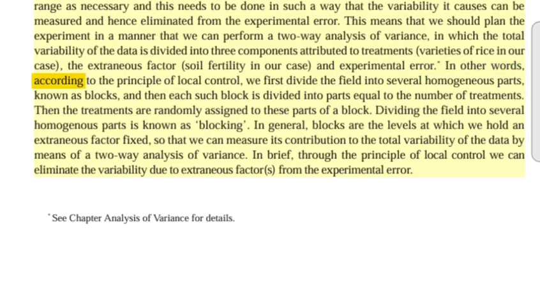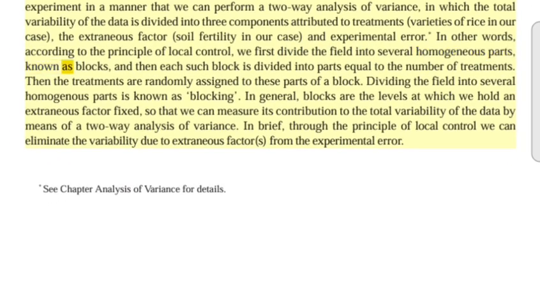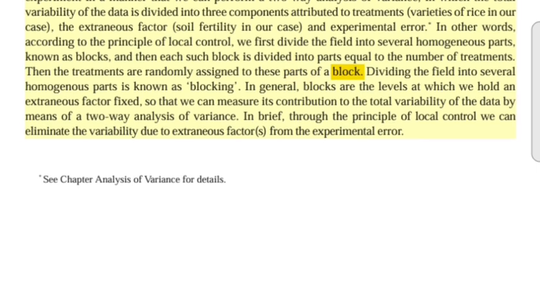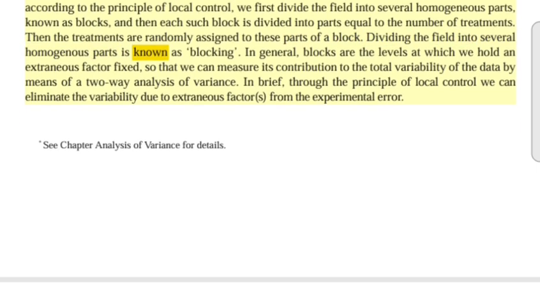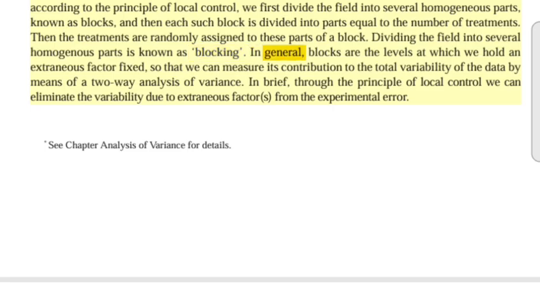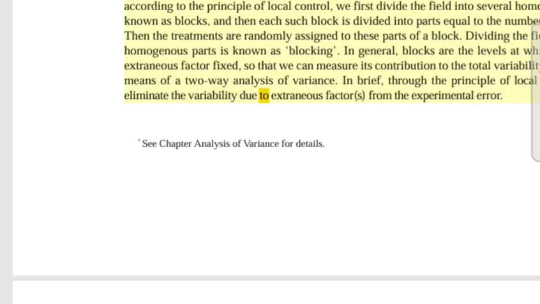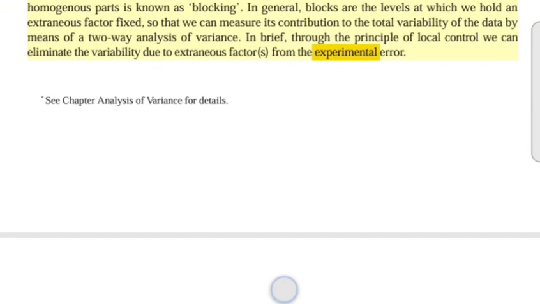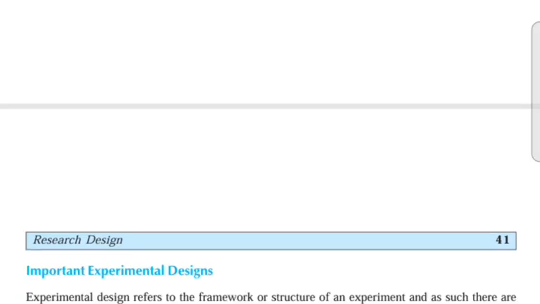In other words, according to the principle of local control, we first divide the field into several homogeneous parts, known as blocks, and then each such block is divided into parts equal to the number of treatments. Then the treatments are randomly assigned to these parts of a block. Dividing the field into several homogeneous parts is known as blocking. In general, blocks are the levels at which we hold an extraneous factor fixed, so that we can measure its contribution to the total variability of the data by means of a two-way analysis of variance. In brief, through the principle of local control we can eliminate the variability due to extraneous factors from the experimental error. See chapter Analysis of Variance for details.